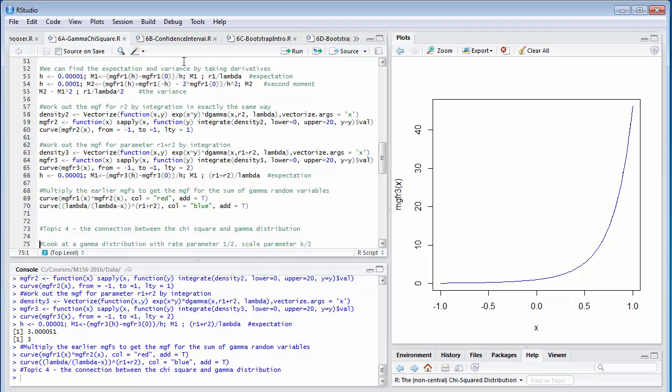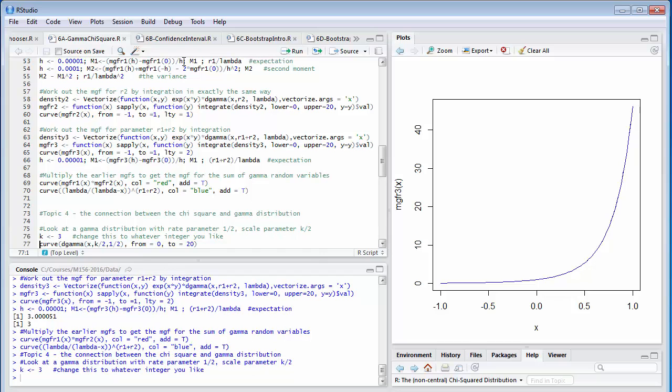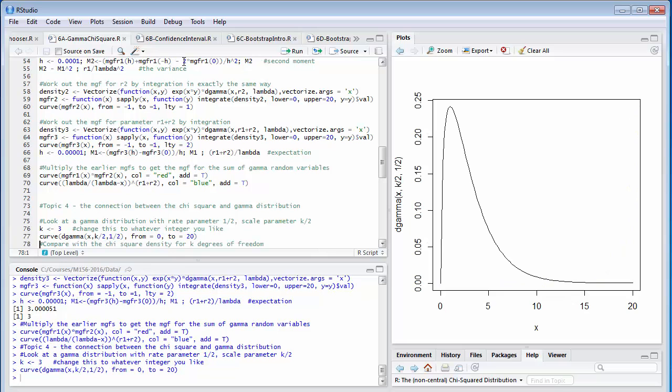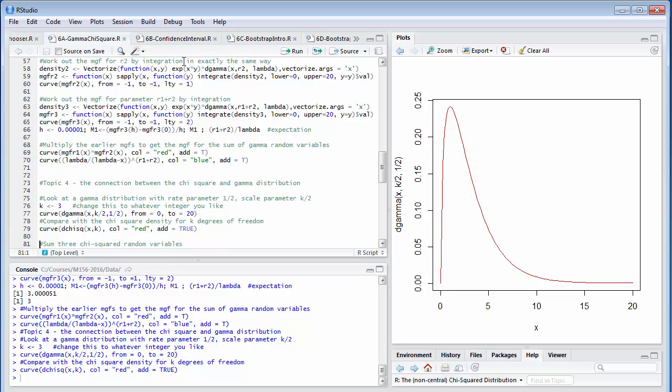Now for the interesting connection between the chi-square distribution and the gamma distribution. What we're going to do is take a gamma distribution for our rate parameter, which we've been calling r. We'll use 1/2. For our scale parameter, we will use k over 2. I've chosen k equals 3. You can rerun this script with any other value of k that you choose. And now I'm going to plot the gamma function. There it is. And for comparison, let's ask R for the density function for chi squared with k degrees of freedom. It's exactly the same.